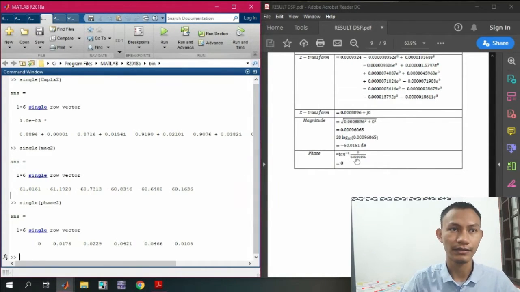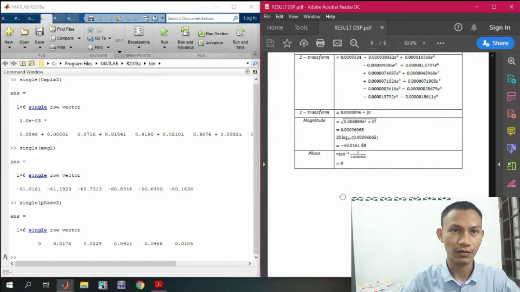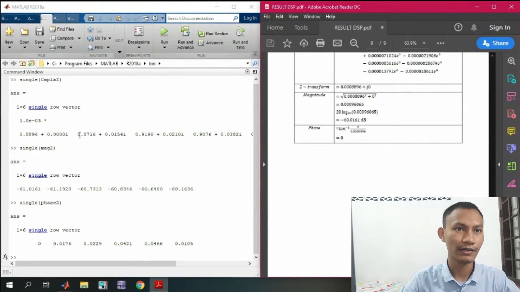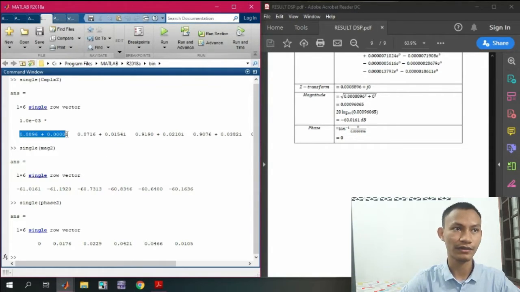Phase is the inverse tangent of imaginary over real. So we can get 0 phase. So here 0 phase. So I'm just comparing with my manual calculation, manual only for one sample. So it means that the rest is totally the same. The manual calculation is totally the same as my simulation, because the first sample is the same as my simulation.